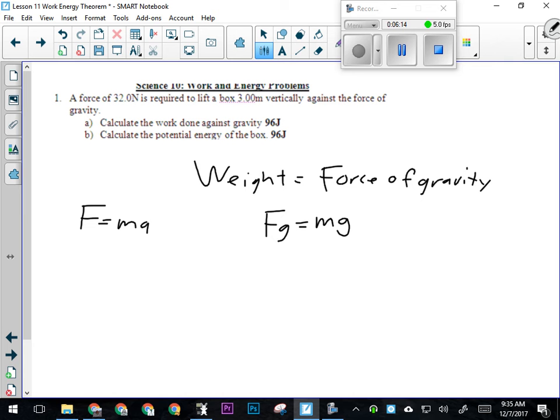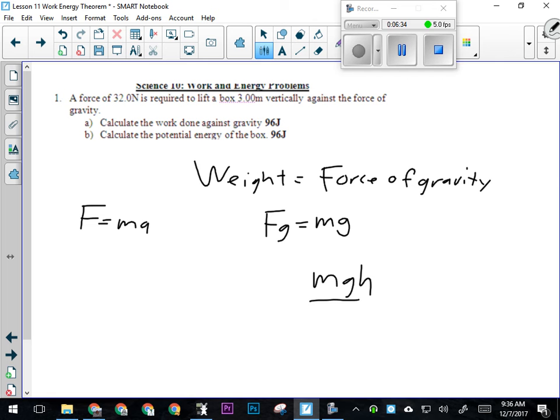Okay, so what they're telling you, if they tell you someone's weight in newtons, is they're telling you what m times g equals, which is useful if you're using this formula. Okay, they're giving you the first part of it. So if they give you weight, they're telling you what m times g equals.